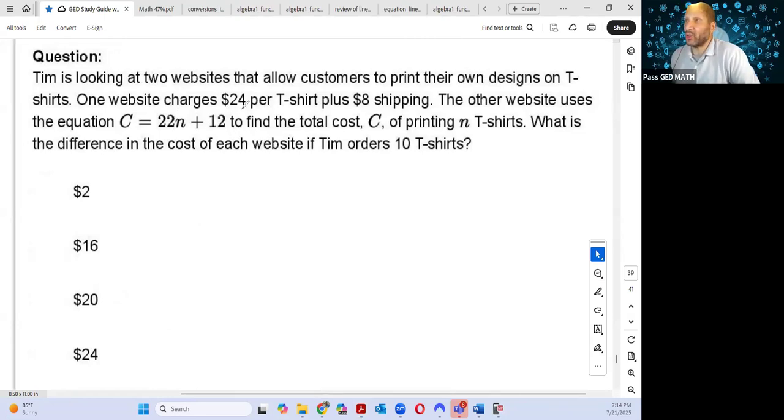One website charges $24 per t-shirt plus $8 shipping. $24 per t-shirt is variable. That could change. 24 times 1, 24 times 2. So this is 24x plus 8. They give you this one. So they use the variable n. So I'm going to use n.